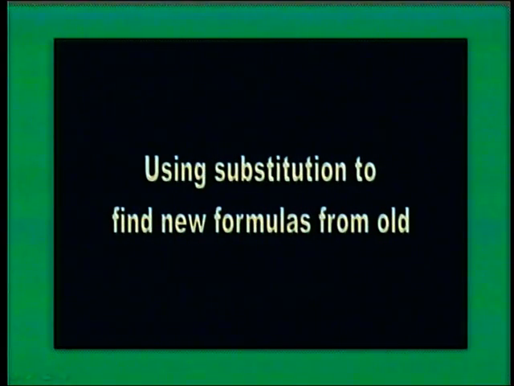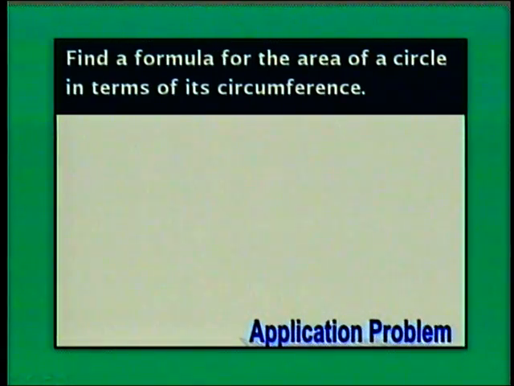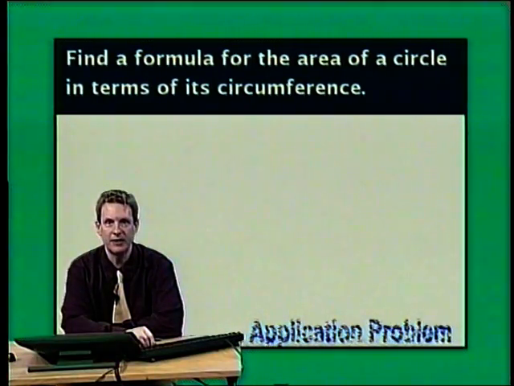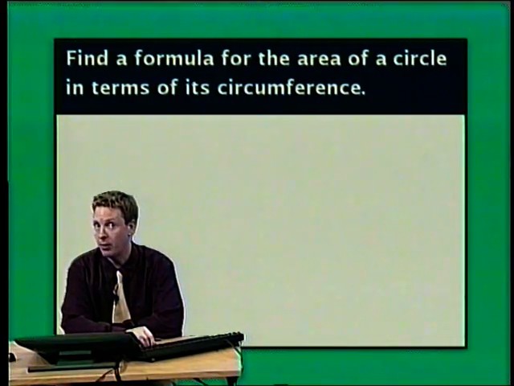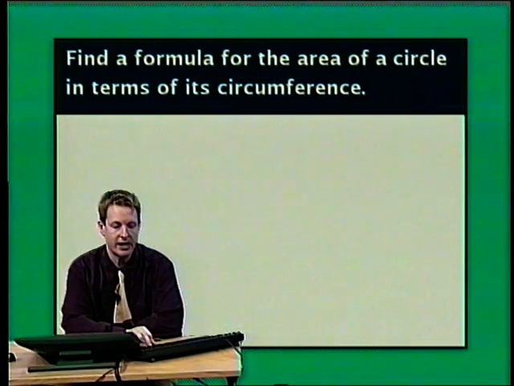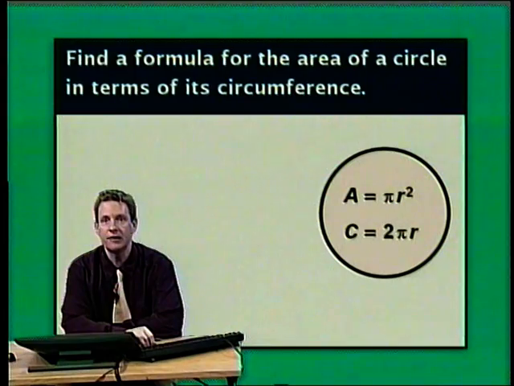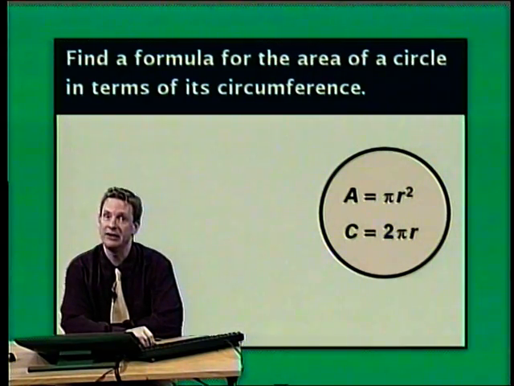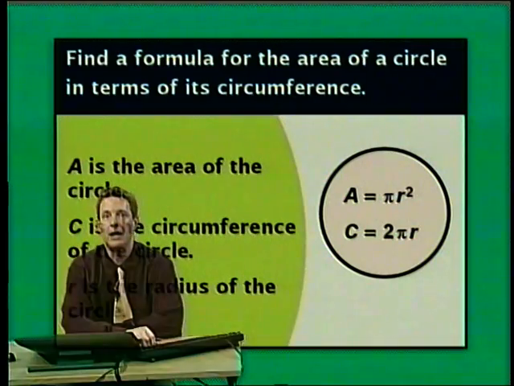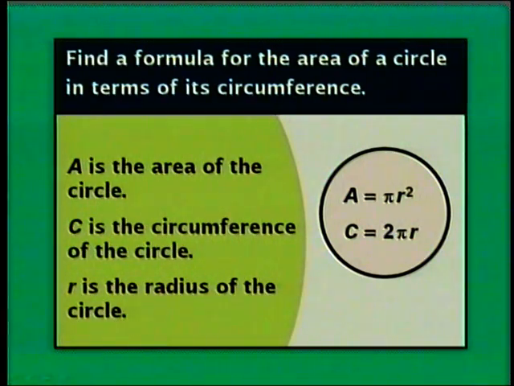Now let's use substitution to find a new formula from an old formula. Let's find the formula for the area of a circle in terms of its circumference. Well, a good starting point would be to remember what the formulas are for area and circumference in terms of the radius. We have these formulas, A equals pi r squared and C equals 2 pi r. But these formulas don't really have meaning unless we give definitions for each of these variables. In this definition, A represents the area of the circle, C represents the circumference of the circle, and r represents the radius of the circle.